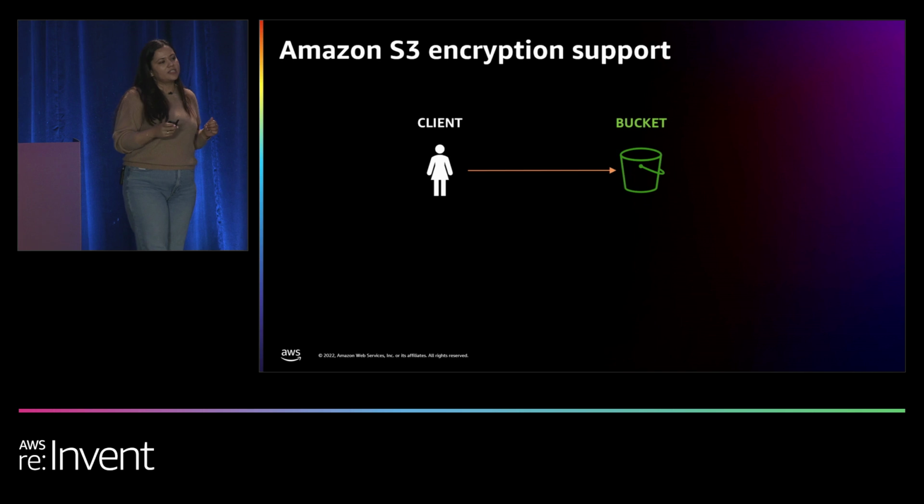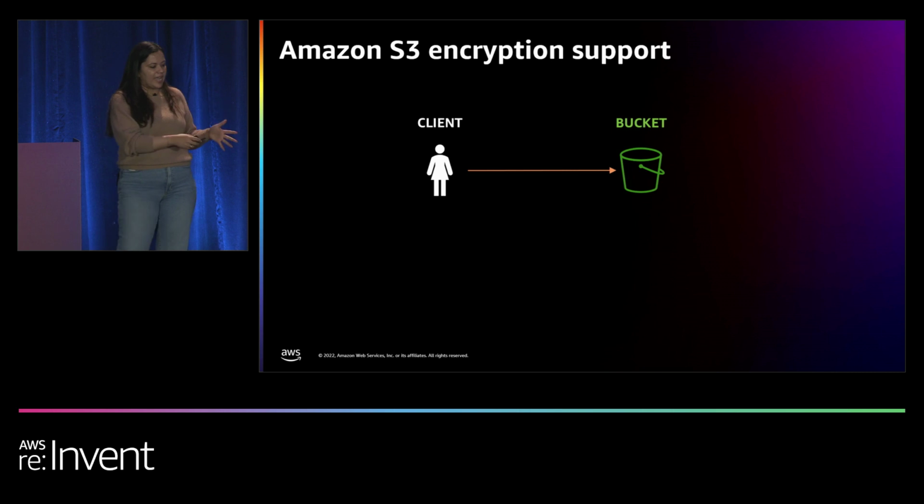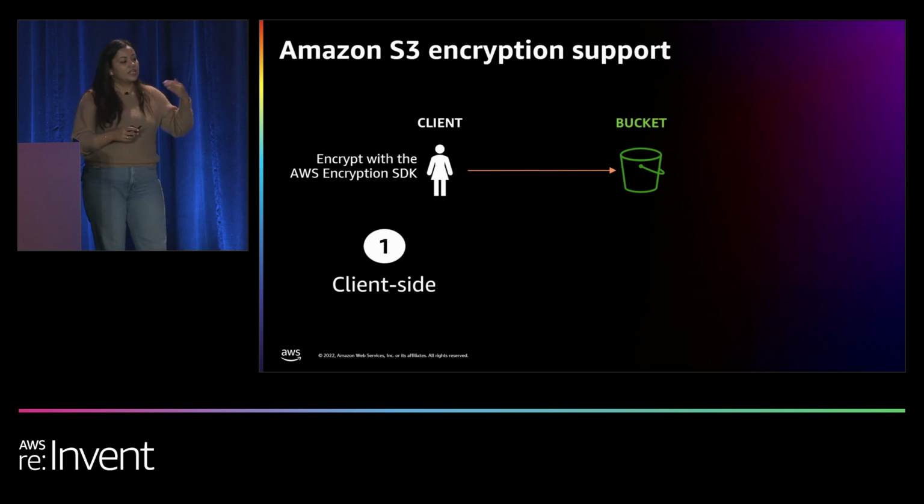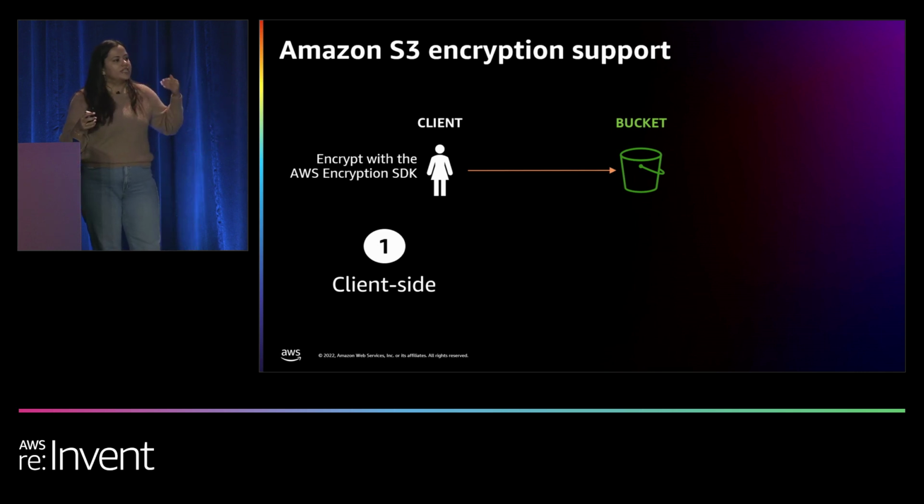So the first use case is about encrypting your data at scale. But before that, I want to talk about Amazon S3 encryption support features. So here's a network diagram where you have the client and the bucket. And in S3, we offer three kinds of encryption. The first is the client-side encryption, where you are encrypting your data before it is uploaded to S3. And S3 offers AWS encryption SDK for your clients to automatically manage that.